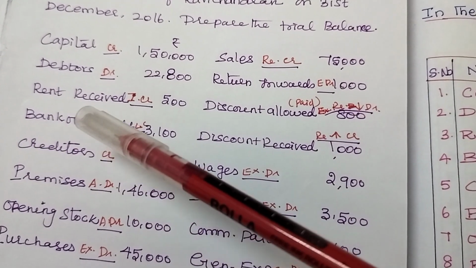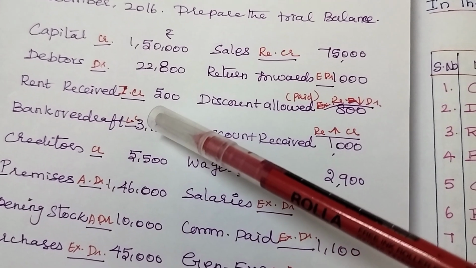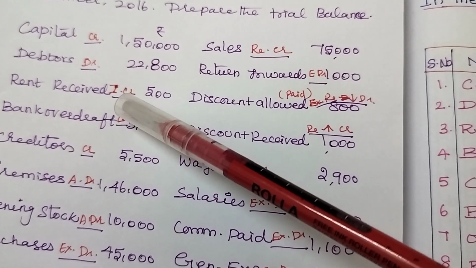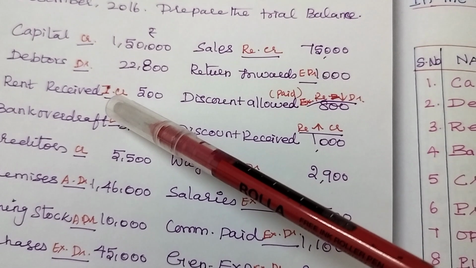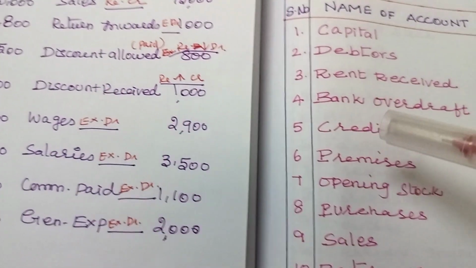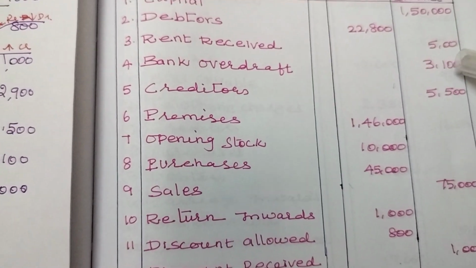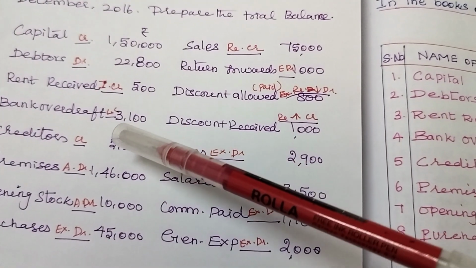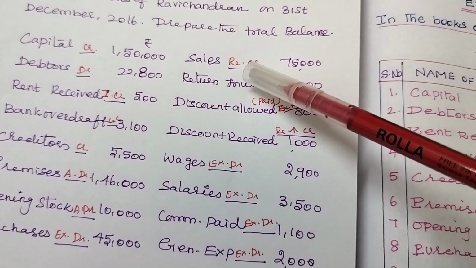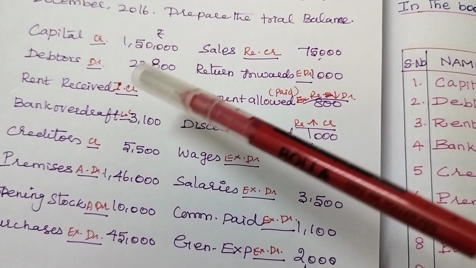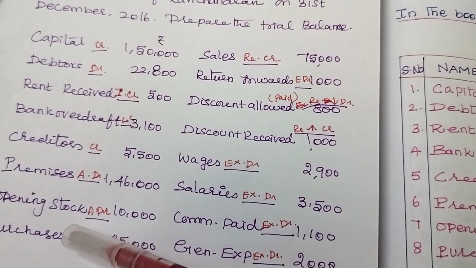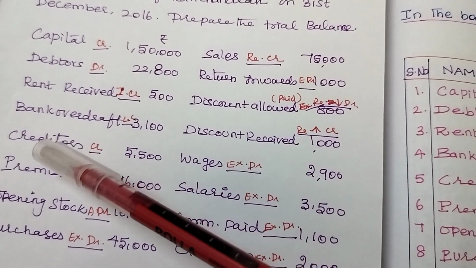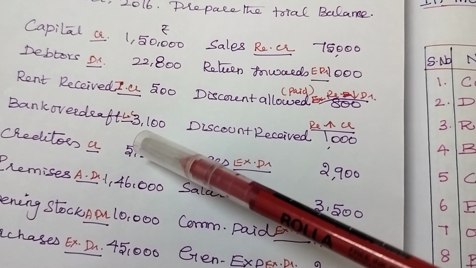Then rent received 500 rupees. Rent received is an income or revenue. Income or revenue always goes to credit balance. So rent received 500 is entered on credit balance. Then sales. Let me see the left side first, then we go to the credit, right side.